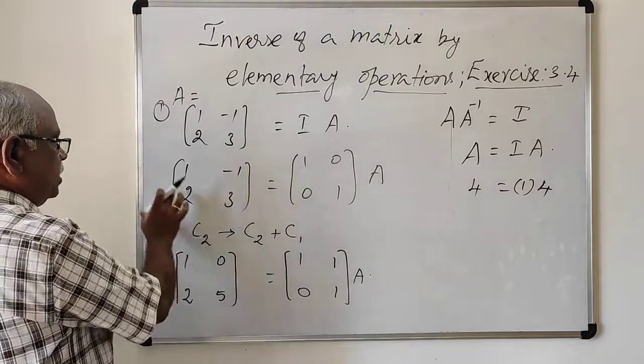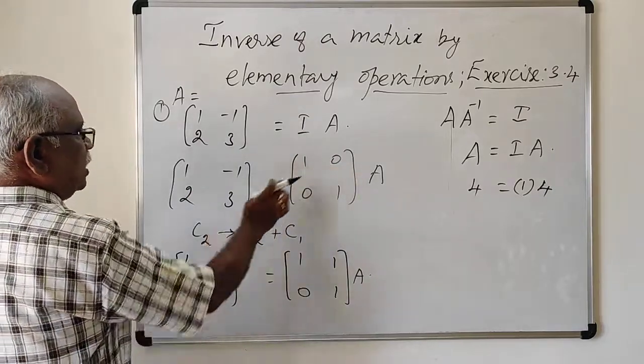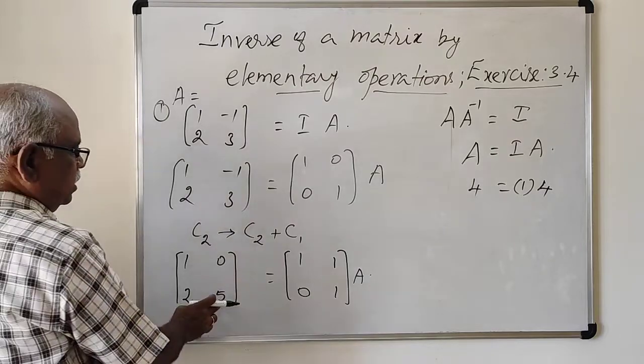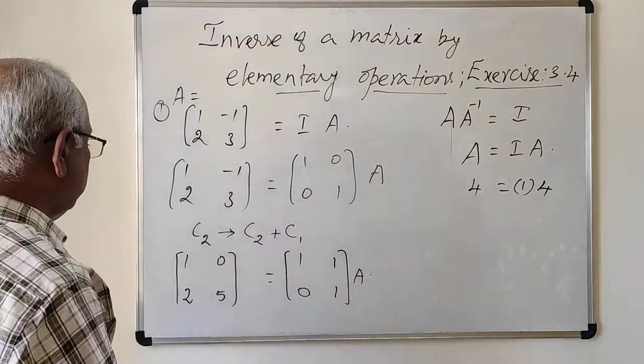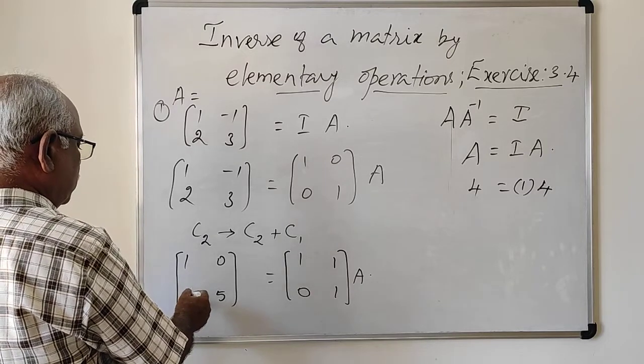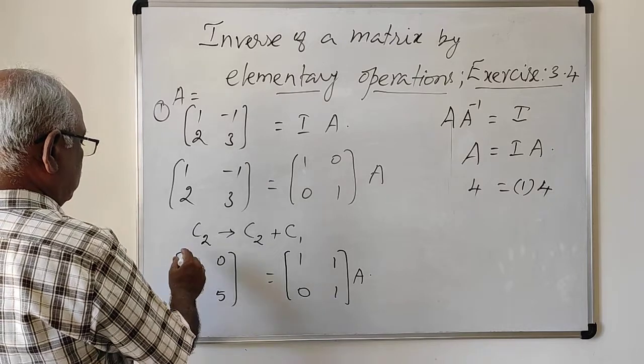So you convert this left hand side matrix, A matrix, into identity matrix. So already 1, 0, we have 1, 0. So you will get 1 here and 0 here. For that, you subtract column 2. Okay.